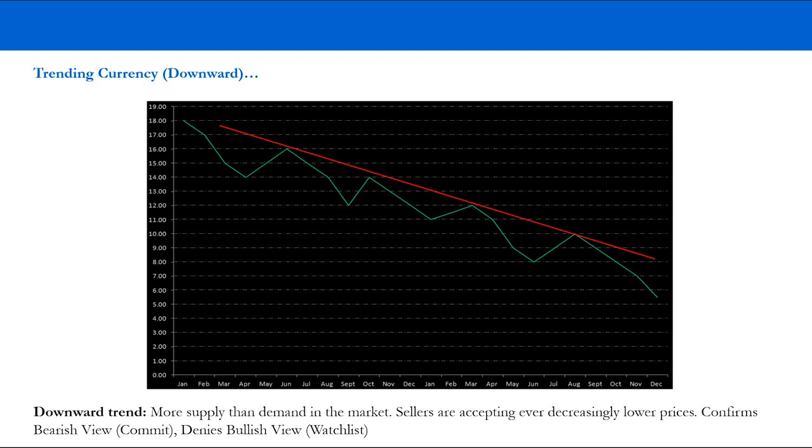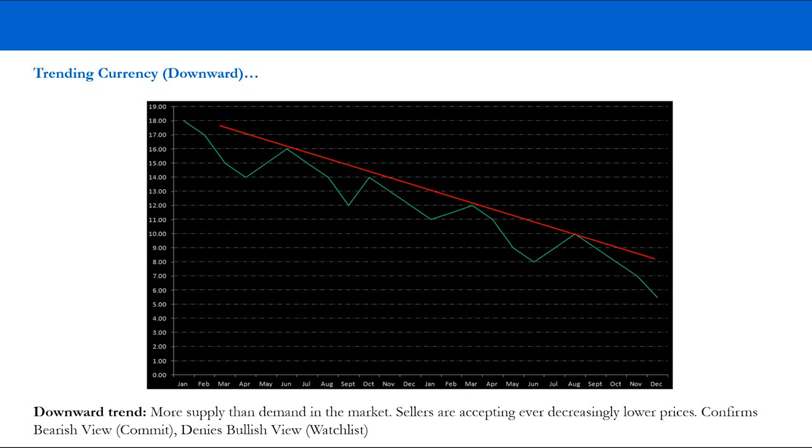This confirms a bearish fundamental predisposition and gives us the green light to commit, because we have sellers accepting ever decreasingly lower prices. The technicals are on our side, so the wind is blowing in the right direction. But it also denies a bullish view.